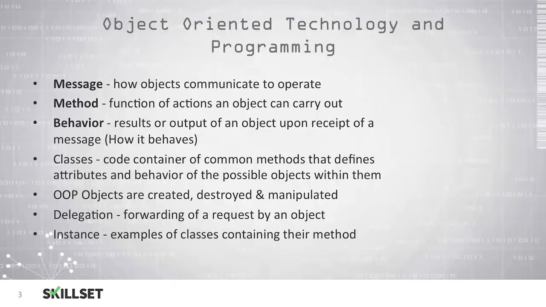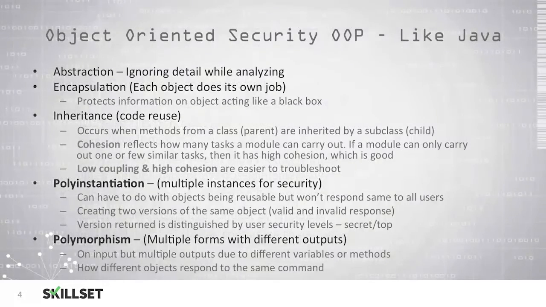Classes are the code containers of common methods that define the attributes and the behavior of the possible objects within them. Object-oriented programming objects are created, destroyed, and manipulated. Delegation is where a request is forwarded on by an object, and an instance is an example of classes which contain methods. Object-oriented programming security functions like Java.